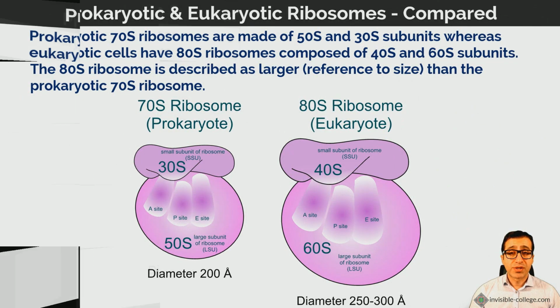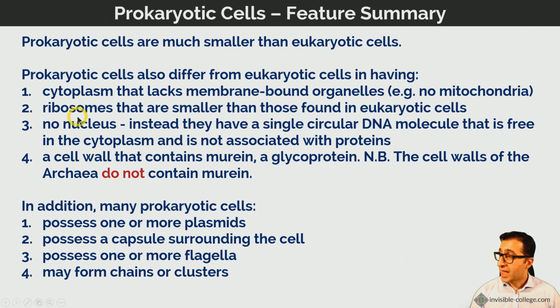So, to summarize the features then, you might want to take a look at this slide. Some of these we've already talked about. Now again, these are the features that make Prokarya different from Eukarya. But some prokaryotic cells, not all, will have some of these additional features as well.